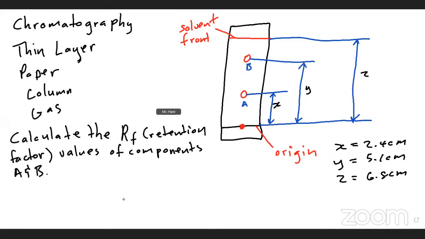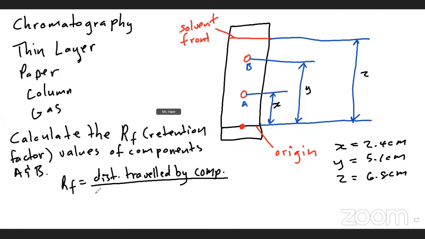So to do this, Rf is the distance traveled by the component divided by the distance traveled by the solvent front.